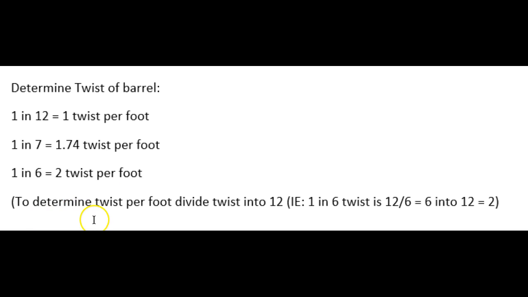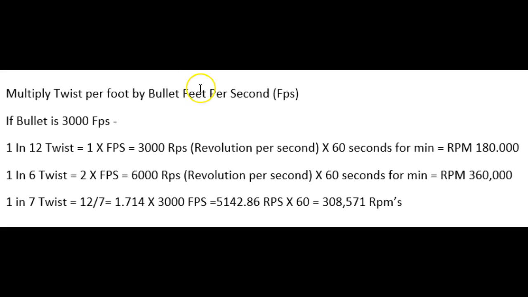To determine twists per foot, you divide 12 by the twist rate. 6 will go into 12 2 times. After that, you multiply the twists per foot by the feet per second. If it's 3,000 feet per second and a 1 in 12, you go 1 times 3,000 times 60, which gives you 180,000. A 1 in 6 is 2 times feet per second; 2 times 3,000 feet is 6,000 revolutions per second. Times 60, you get 360,000 revolutions per minute.